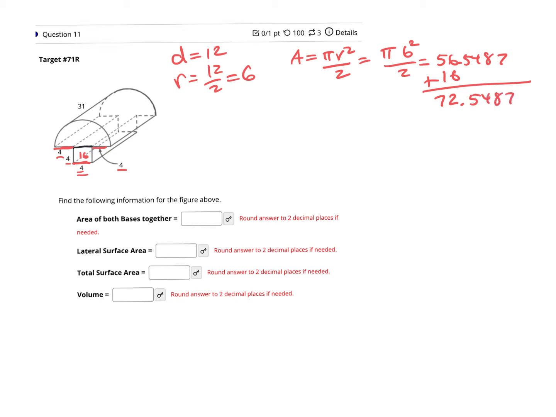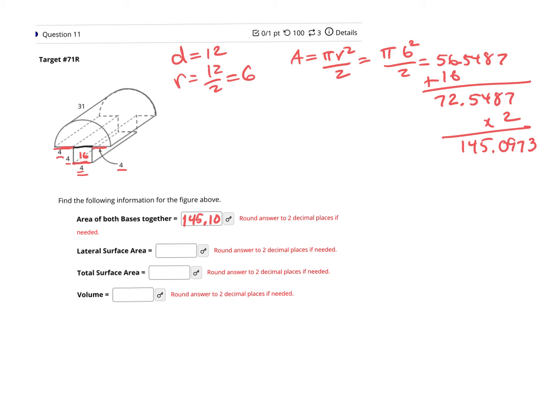72.5487. Now, that's just for one of the bases, so if I want to do both the bases together, I have to multiply that by 2, and I'm going to end up with 145.0973. So that will be my answer here, 145.10 if I round to 2 decimal places.